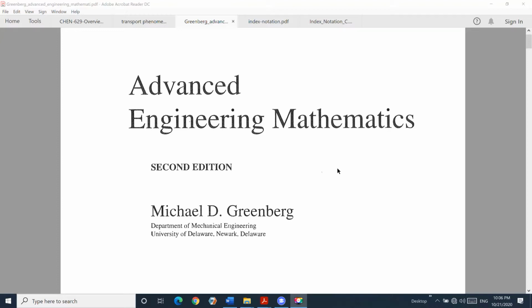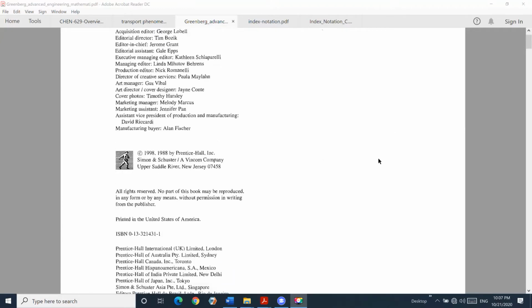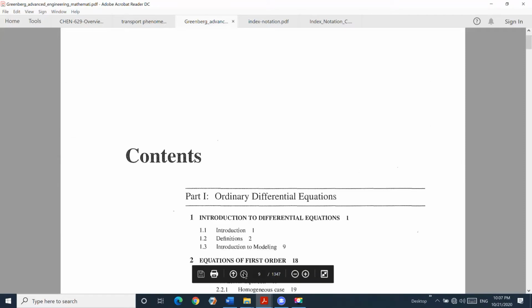So I recommend you to study this book called Advanced Engineering Mathematics simultaneously with Transport Phenomena, to understand the concepts deeply and properly. This is the second edition by Greenberg. Here, I'm just going to go over the parts and the chapters of the book, what's inside of the book.